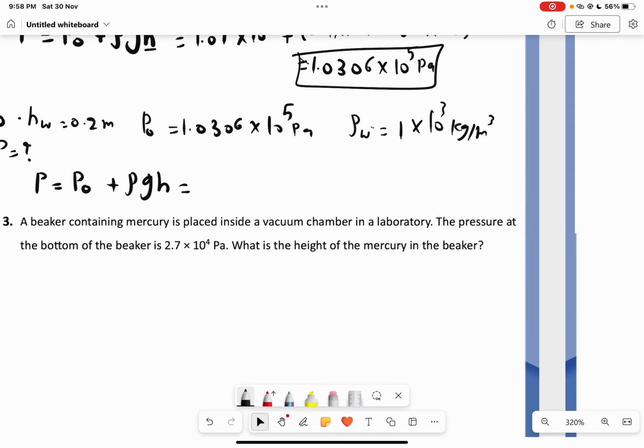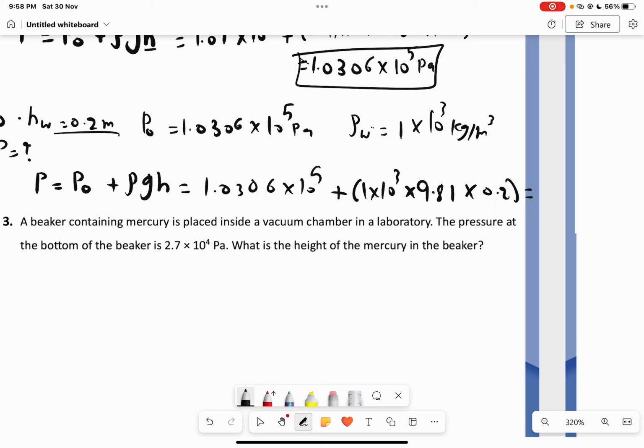Then we found P naught, which is equal to 1.0306 times 10 to the power of 5 plus density of water, all in parentheses, 1 times 10 to the power of 3 times gravity 9.81. Then you have height of the water, which is equal to 0.2. Then calculate all of this. You will get 1.05 times 10 to the power of 5 Pascal. Okay, this is the pressure at the bottom of the water.